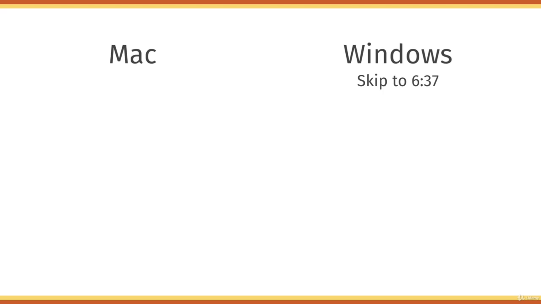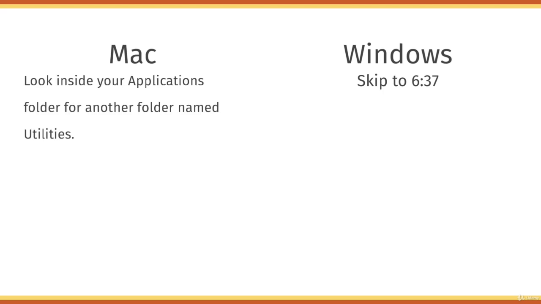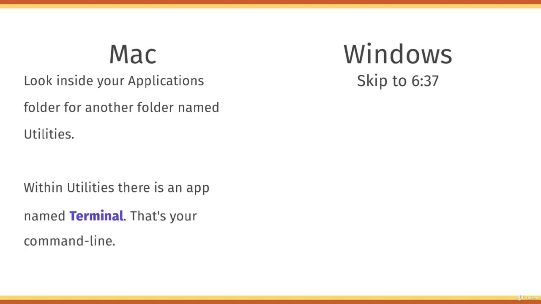If you're on a Mac, just look inside your Applications folder for another folder named Utilities, and inside Utilities there is an app named Terminal. Terminal is your command line. So throughout this course, whenever I say go to your command line, that means I want you to open the Terminal app. Now it's a bit different if you're on Windows.